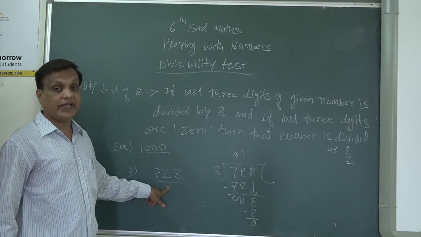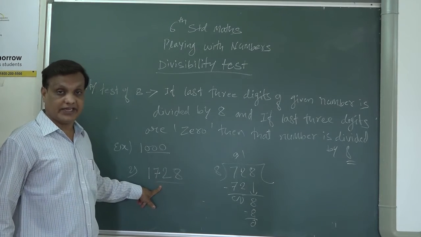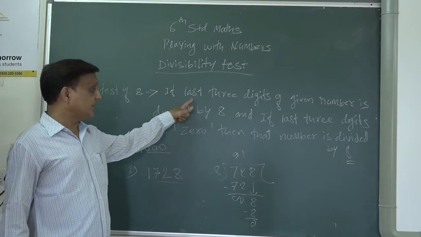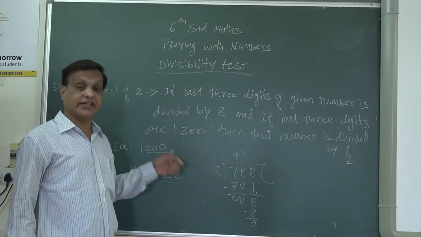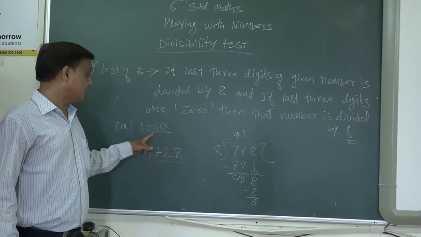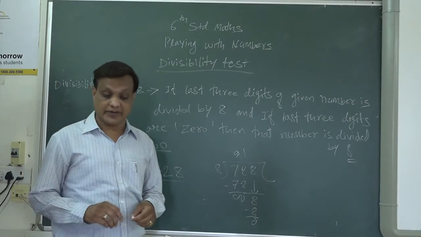Last 3 digits divisible by 8, so that number is going to be divided by 8. So what is the definition? If the last 3 digits are divisible by 8, then that number is going to be divisible by 8. Or if the last 3 digits are zeros, that number is also going to be divisible by 8.